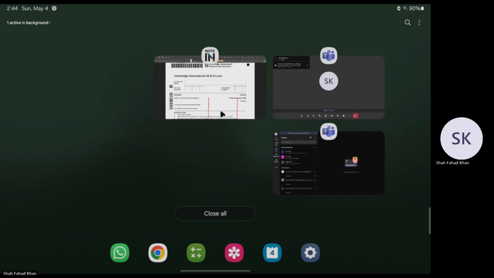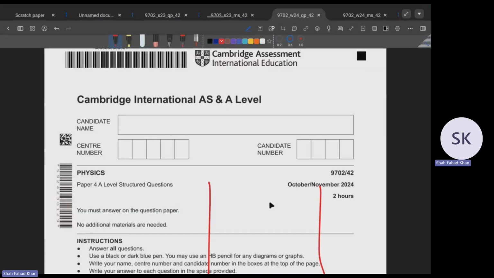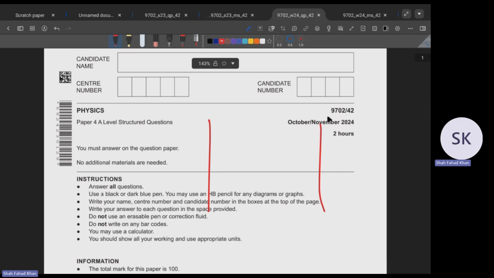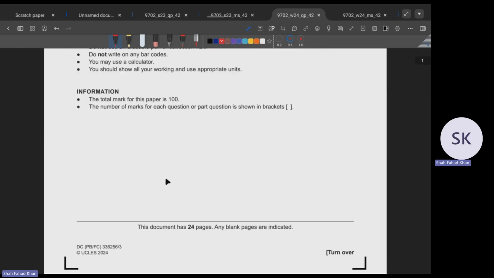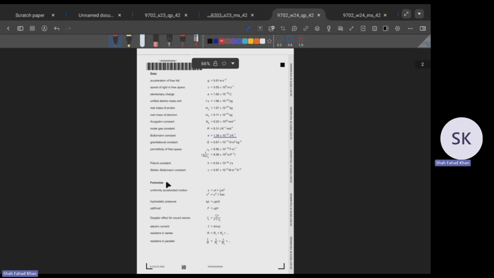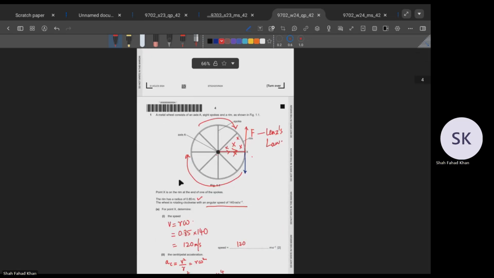Okay, let's start. This is the Cambridge CIE past paper 2024, paper 4.2. This is the data sheet that is given to you in your exam. And let's begin.